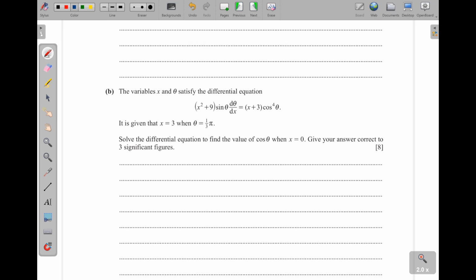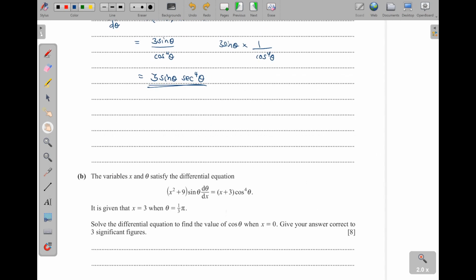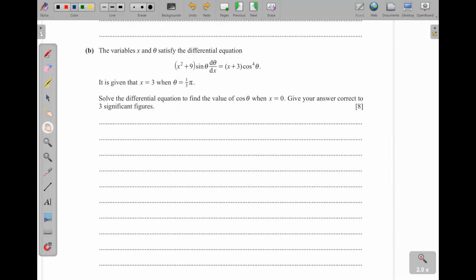Then part B, the variables x and theta satisfy the differential equation. Here, it is given that x is equal to 3 when theta is equal to pi over 3. Solve the differential equation to find the value of cosine of theta when x is equal to 0. Give your answer correct to 3 significant figures. Now, here we are going to separate variables. So separating variables, there is always a mark here.